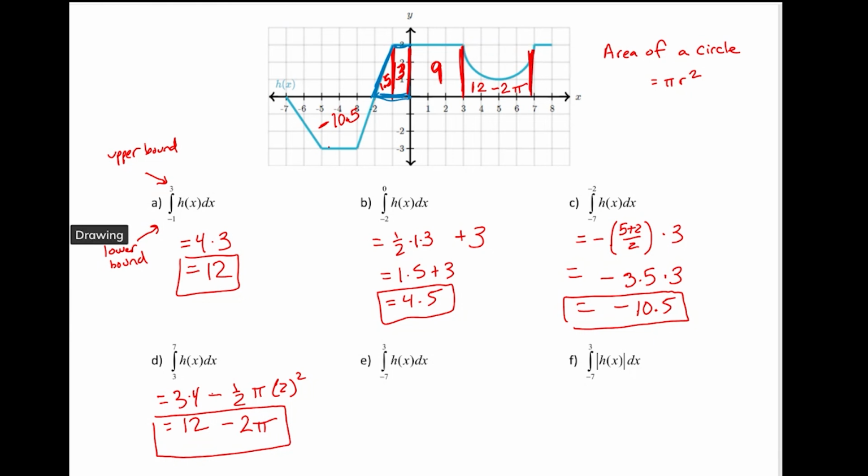So I'm going to bound this like this. Okay, and we've found the area of pretty much every piece here. The only one we haven't really found is this one over here. I don't know if we'll need it or not, but we can see that that's 3. Okay, let's look at E.